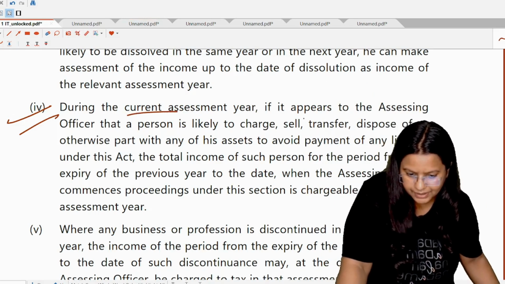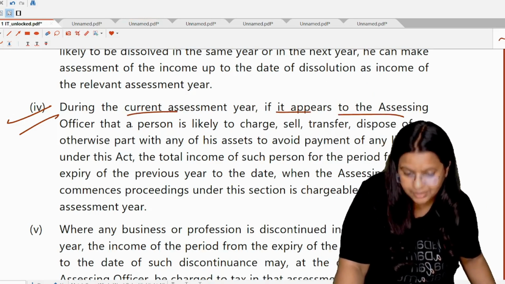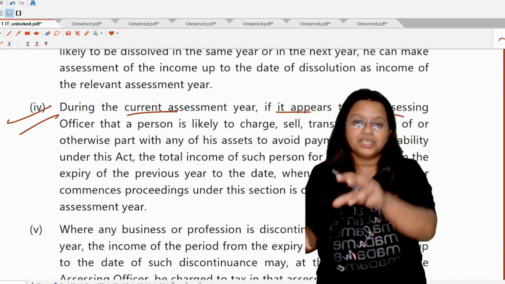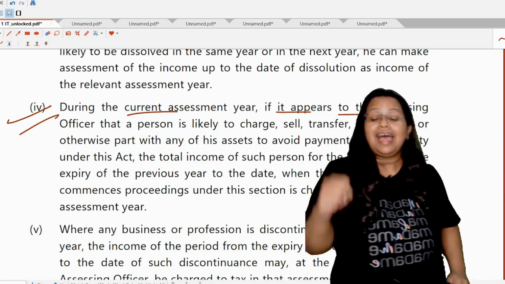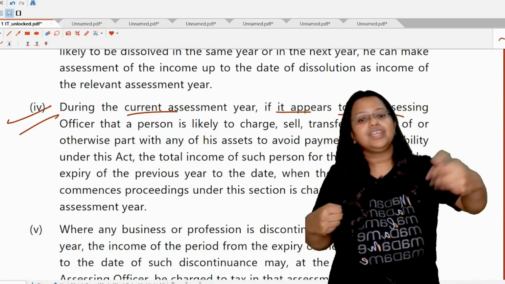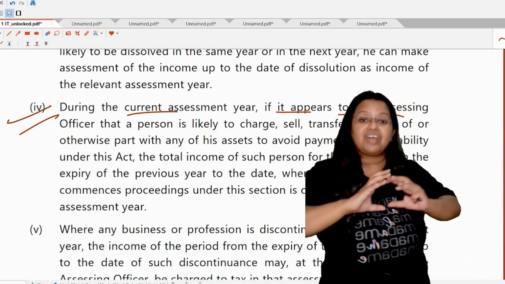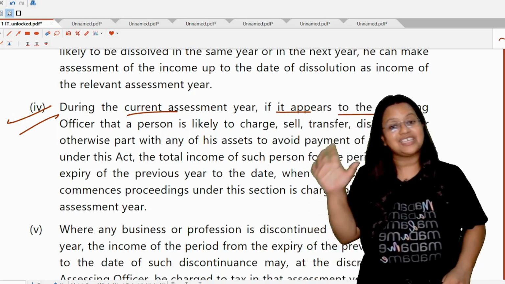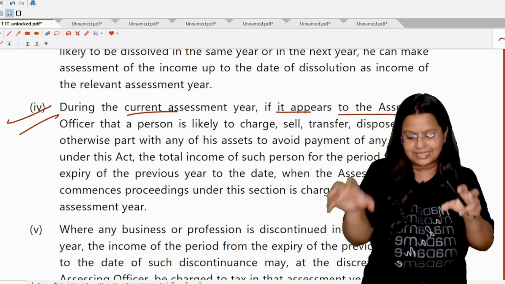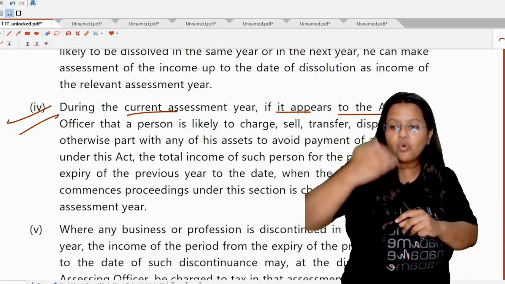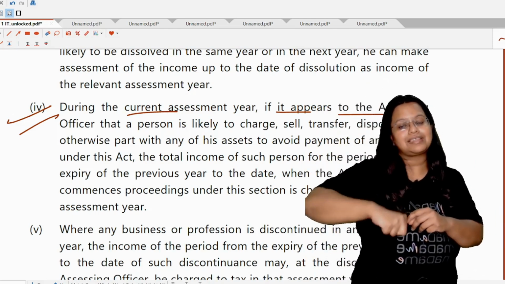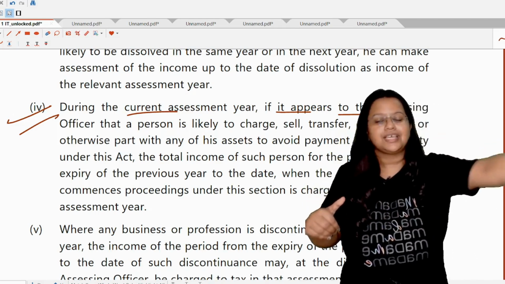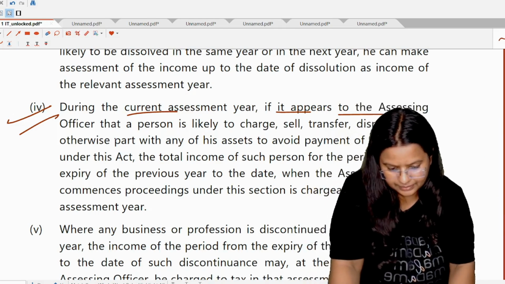During the current assessment year, if it appears to the assessing officer that a person is actually selling or disposing of any property to any other person, and the main motive for transferring that property is to transfer the tax liability to a different person, then if the assessing officer got to know about this, he can say, just wait. Before transferring, you have to pay the tax liability directly to us. You can't transfer your tax liability to any other person.